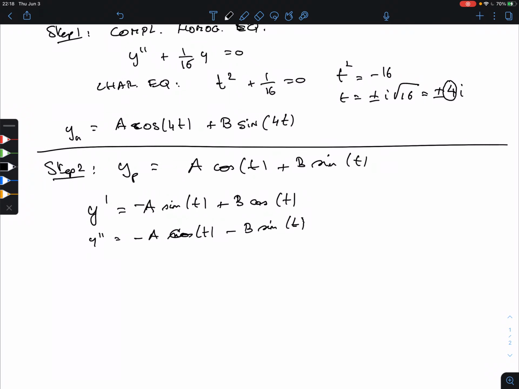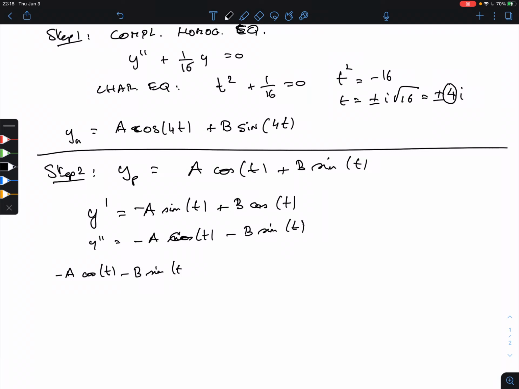So we have y double prime plus 1/16 y is 0. I could perhaps write it the other way. So no, let me write it that way. So it's minus A cosine t minus B sine t plus 1/16 A cosine t plus 1/16 B sine t.